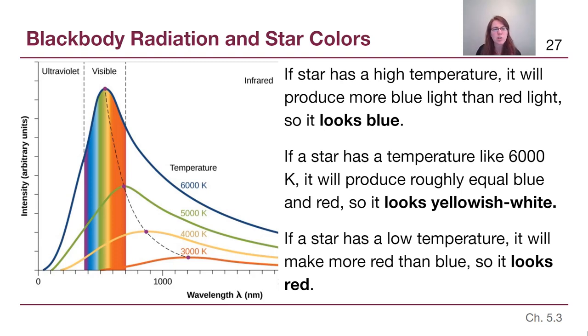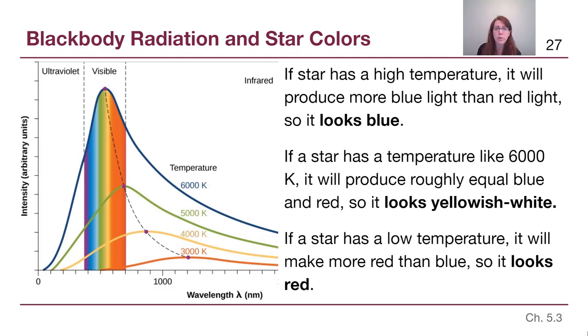If a star has a temperature that peaks kind of in the middle of the visible range, it's going to produce roughly equal amounts of blue and red, and so it will look yellowish, but that yellow is really going to be kind of washed out. It will look more of a white color. And then if a star has a really low temperature, like 3000 or 4000 Kelvin here, it will produce more red light than it does blue. The curve is higher on the red side than it is on the blue, and so it will look overall red in color.